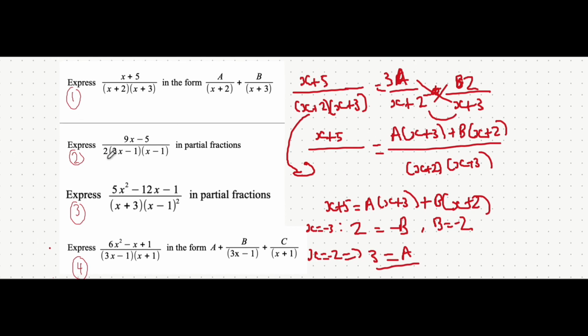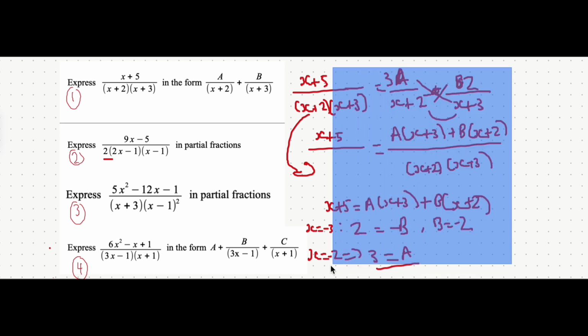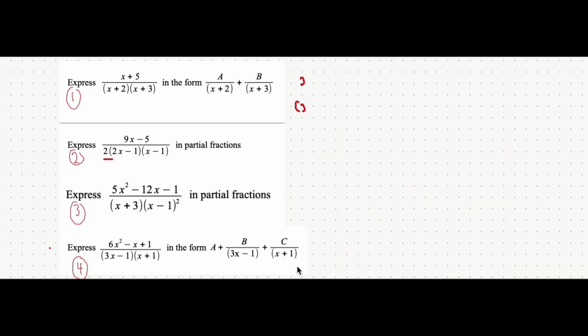Part 2 of this question makes it a little bit more difficult because there's a 2 involved, but the overall method is pretty similar. I'm going to quickly go through it just to show you the difference because of the 2 that's now involved. So we have 9x minus 5 over 2 lots of 2x minus 1, x minus 1. And we're going to write it in the form a over 2x minus 1 plus b over x minus 1.